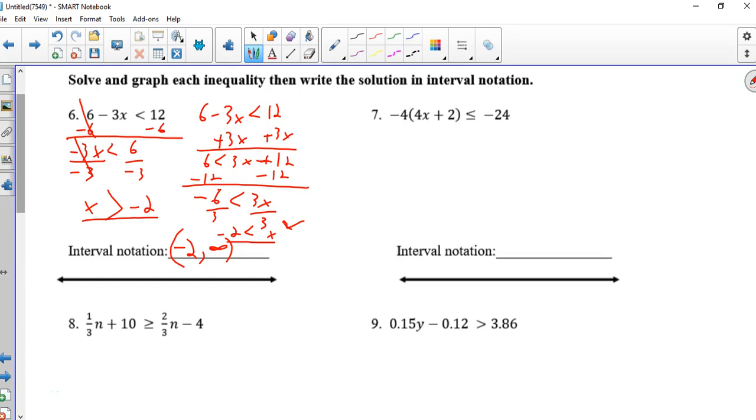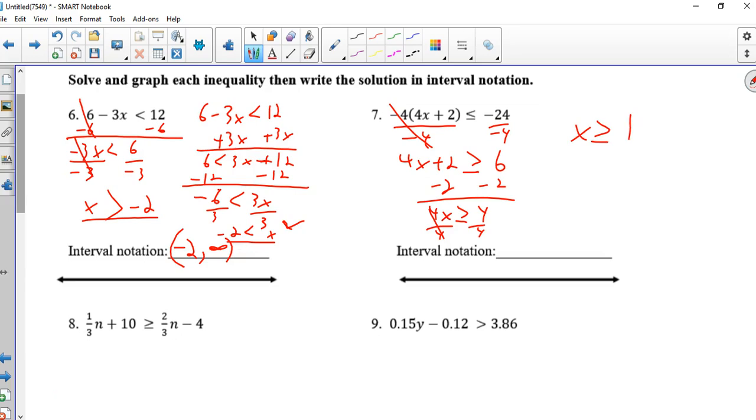Okay, now I could send this -4 in, but it's just going to give me bigger numbers. I'm going to get rid of it right off the bat. But look what happens. I divide by a negative, which gives me 4x plus 2 is greater than or equal to positive 6. Negative divided by negative is positive. Now I'm going to subtract 2 and get 4x is greater than or equal to 4. Divide by 4, and I get x is greater than or equal to 1. So 1, greater than or equal, I use a bracket. It's greater than, so it's going towards positive infinity.